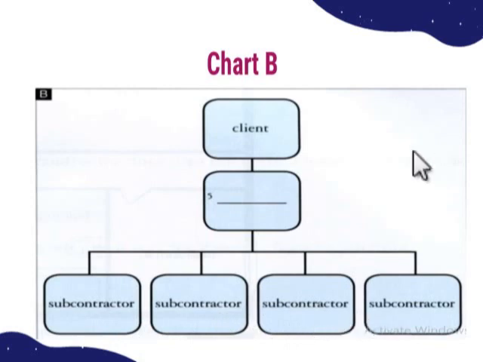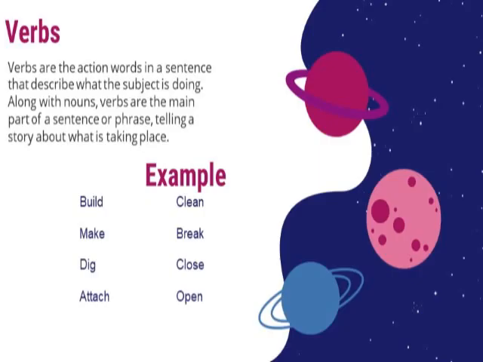Yeah, so you can answer this part in your book, okay? Go to the next part. I will explain about verbs. I believe that you have all understood about verbs, but I will review a little bit about this one. Verbs are the action words in the sentence that describe what the subject is doing. Along with nouns, verbs are the main part of a sentence or phrase, telling a story about what is taking place.